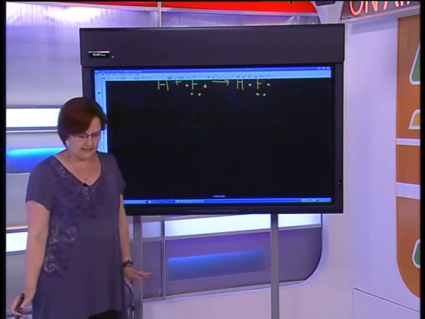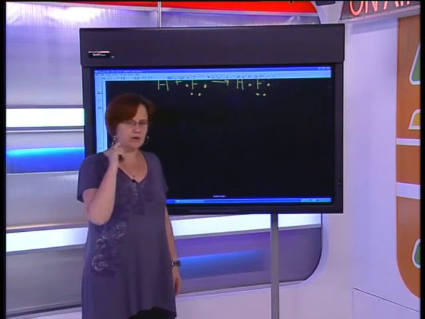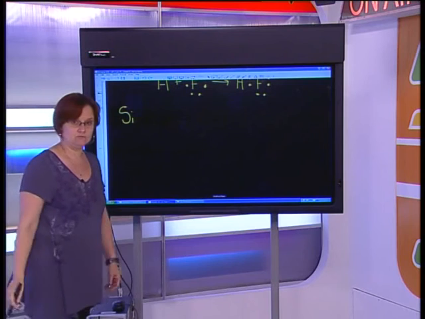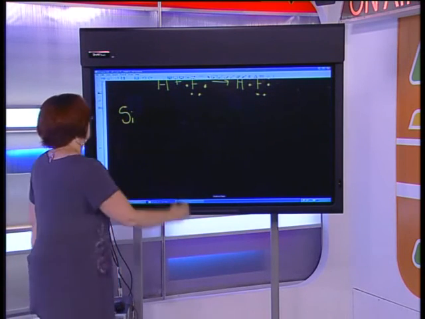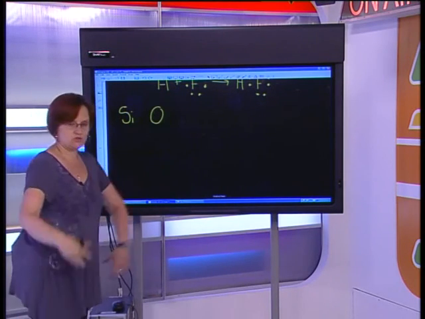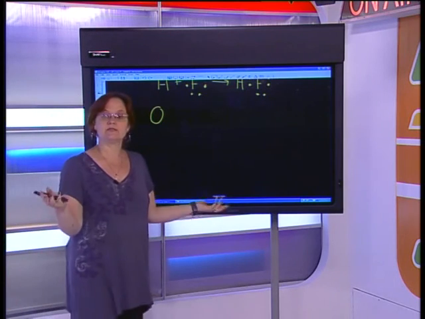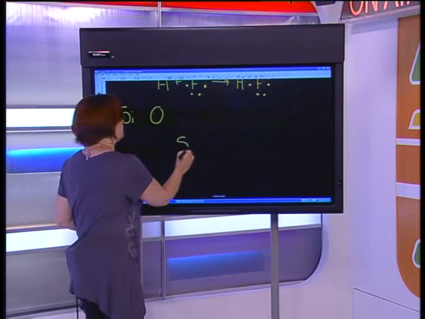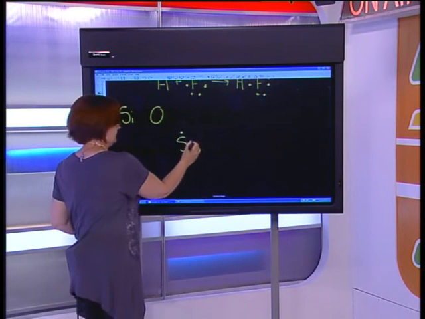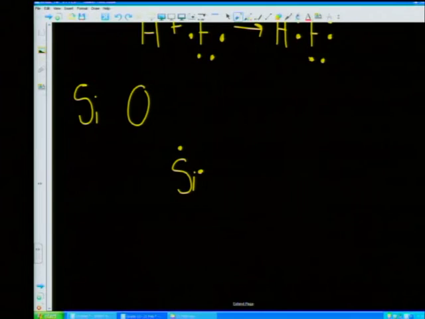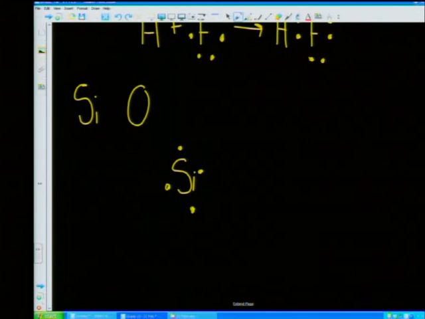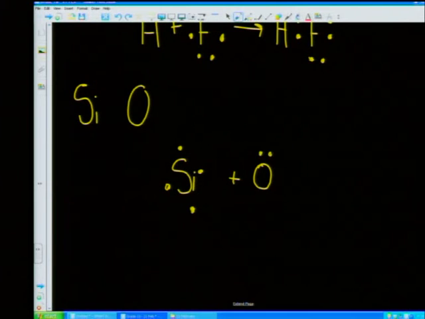What about, I now say to you, I want silicon oxide. I want to know what the formula is going to be with silicon and oxygen. I'm not going to tell you whether it's got 2 oxygens, 4 oxygens, what the case may be, but silicon is in group 4, and I know that for sure because it's underneath carbon. So silicon's bond looks like carbon's. Oxygen looks like this.